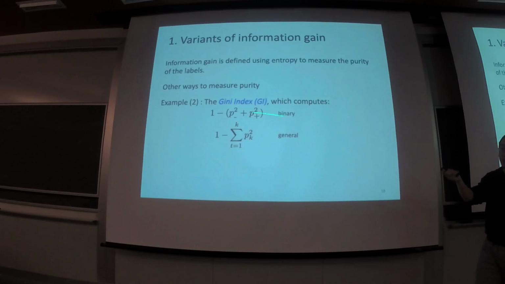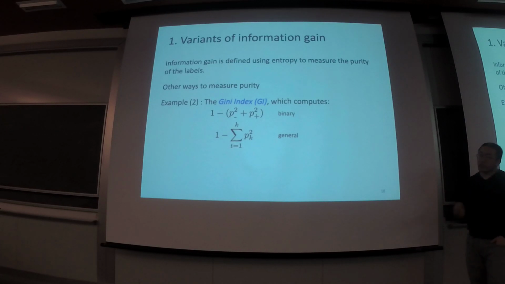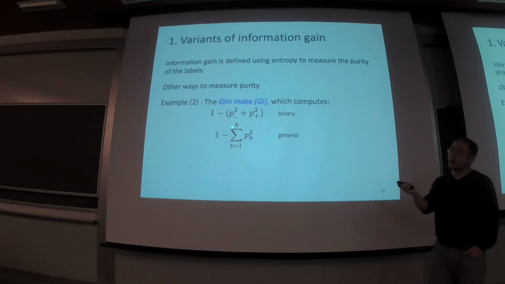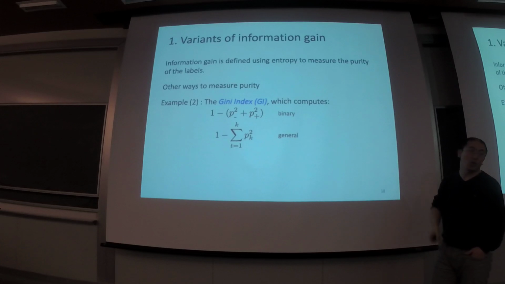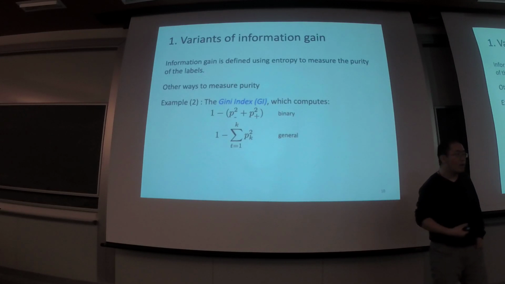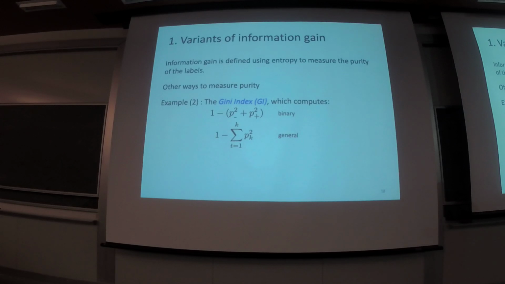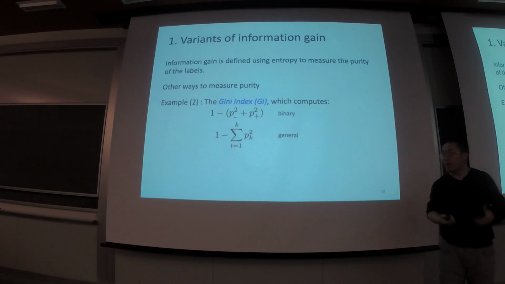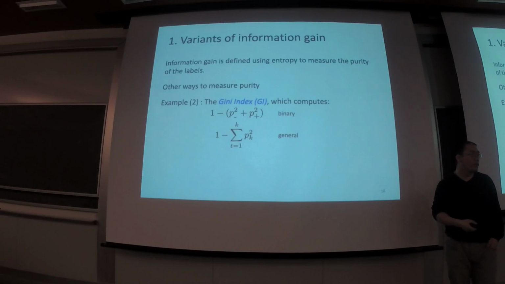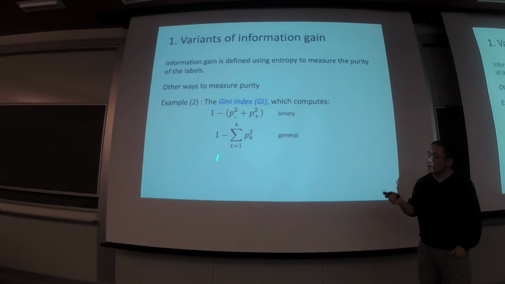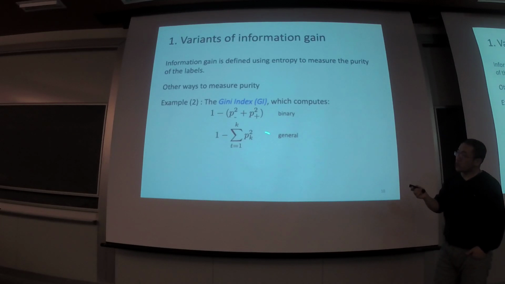So let us look at the definition of the Gini index. For the binary case, the Gini index is defined as 1 minus p minus squared plus p plus squared. Here p minus and p plus are the negative example proportion and the positive example proportion. And if we generalize the definition to k classes, then the Gini index is defined as 1 minus the summation of the square of each label proportion: p1 squared plus p2 squared until pk squared. Oh, sorry, this should be pk squared. Bear with me for the typo here.